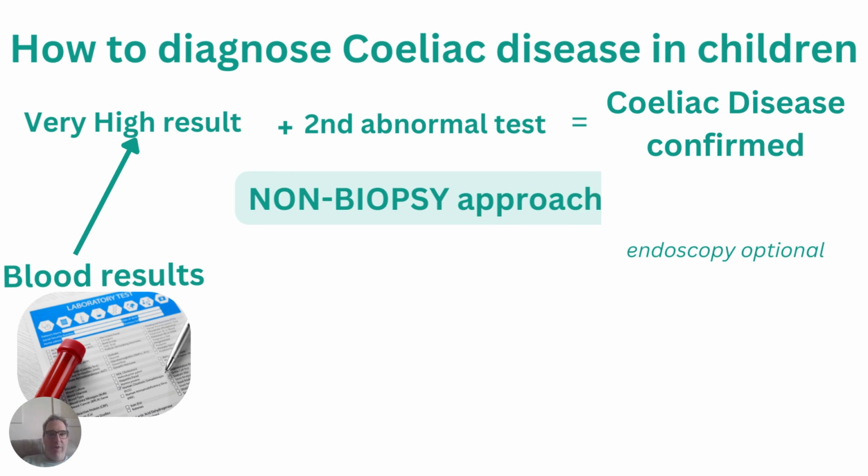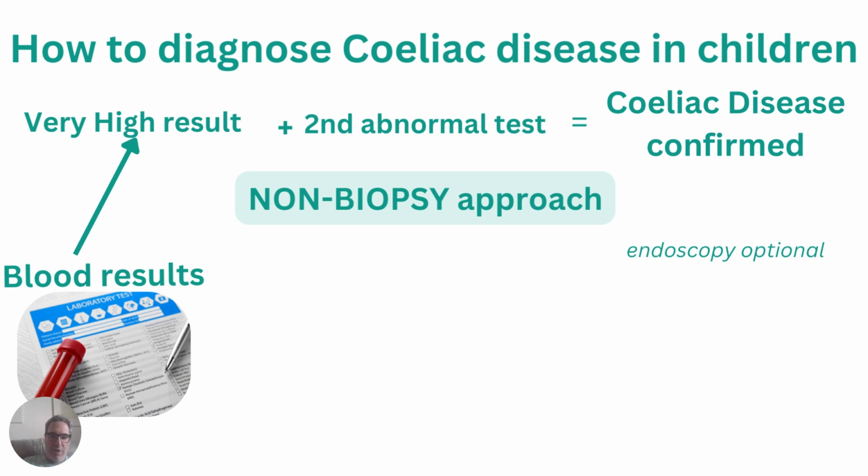Now, what we call a very high result is having a result that's more than 10 times the highest normal result possible in that laboratory. So in our laboratory, 0 to 6 may be a normal range. So anything more than 60 for the TTG test would be a high result. Then we need to perform the second test, the EMA test. That needs to be positive too.